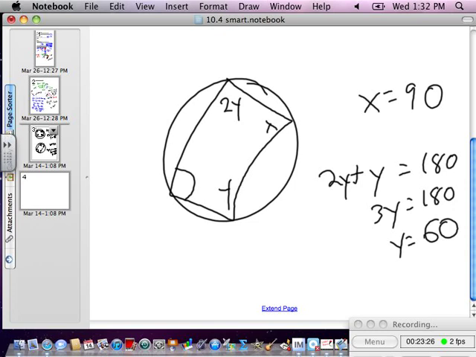We feel comfortable with this stuff? Your homework is just like this? Yes, ma'am? The opposite ones. Not the same side, but the opposite angles have to add up to 180.